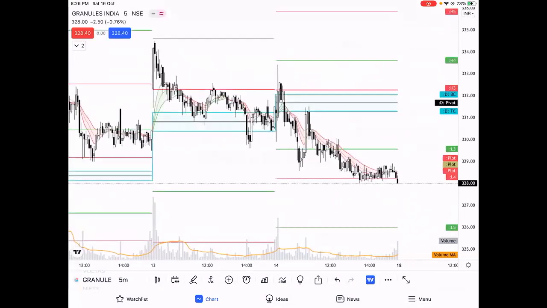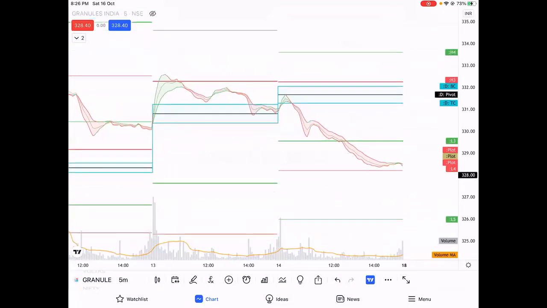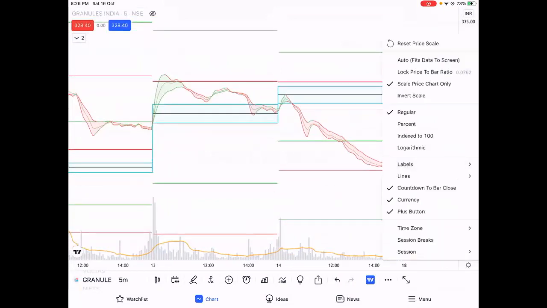Let's see the first stock, Granules. Okay. For time being, let me turn off this as well as the labels.